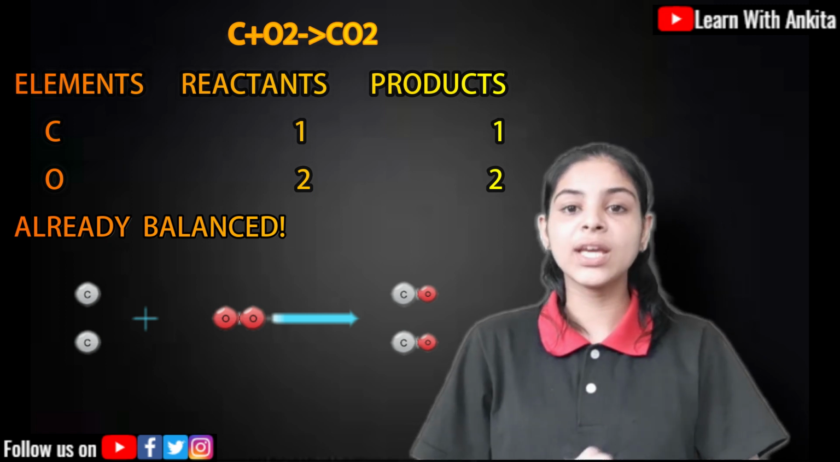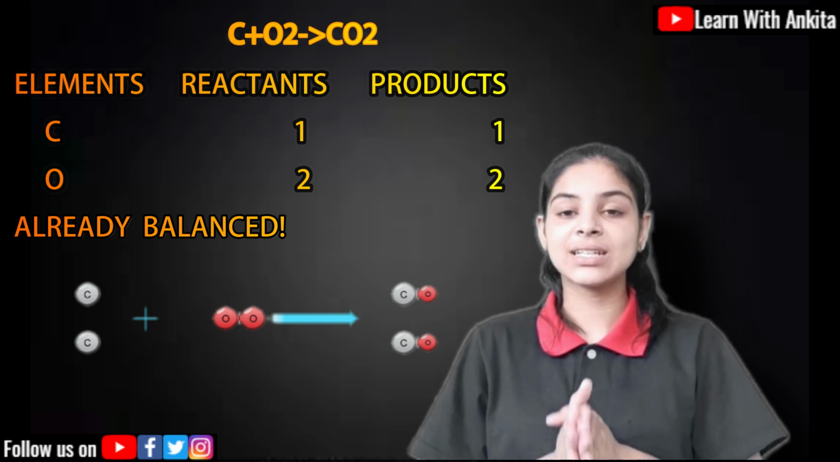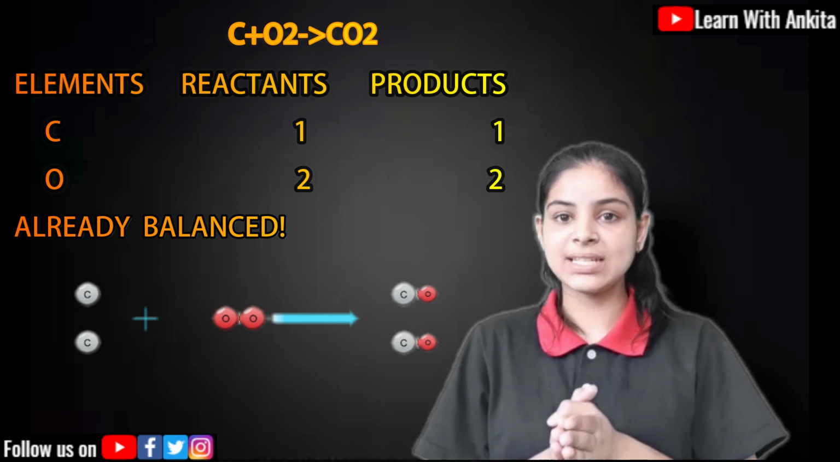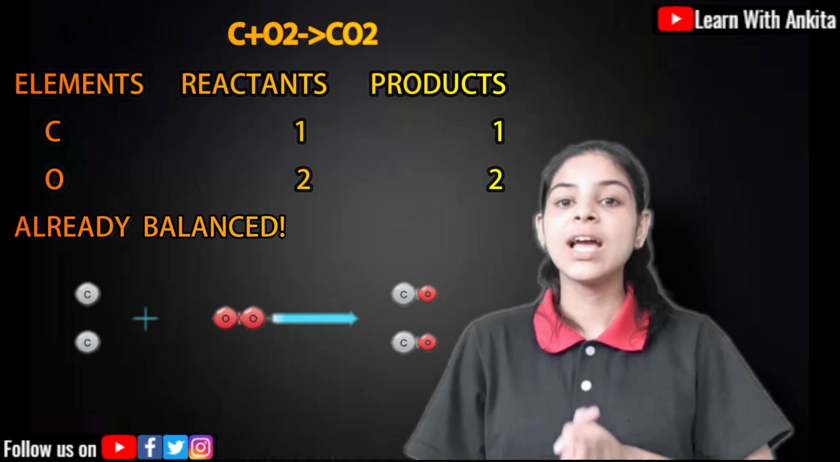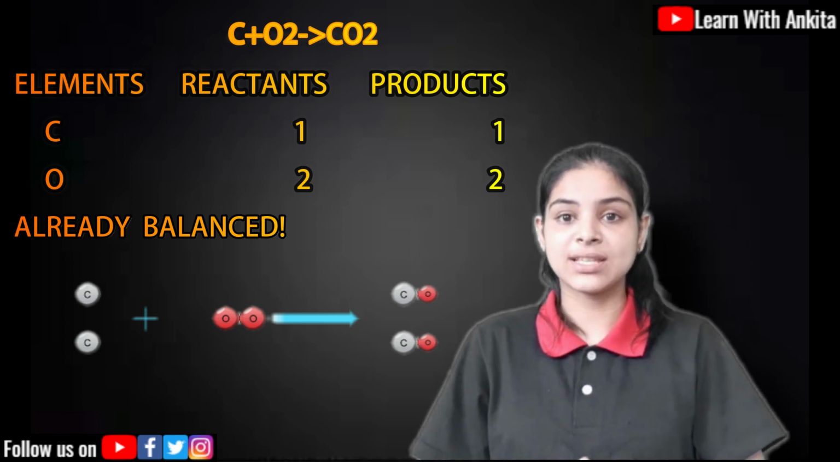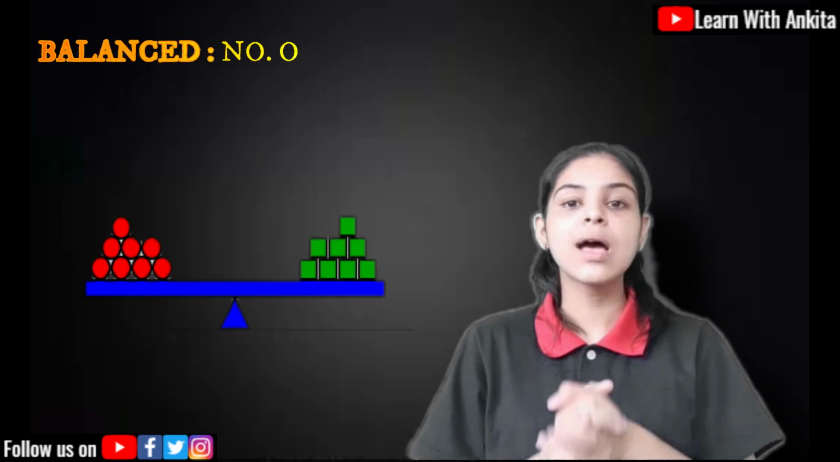Then if we move to the product side, how many atoms are there? 2 atoms. So carbon is equal in the reactant side as well as in the product side, and oxygen is also equal in the reactant as well as in the product side. So this equation is balanced.